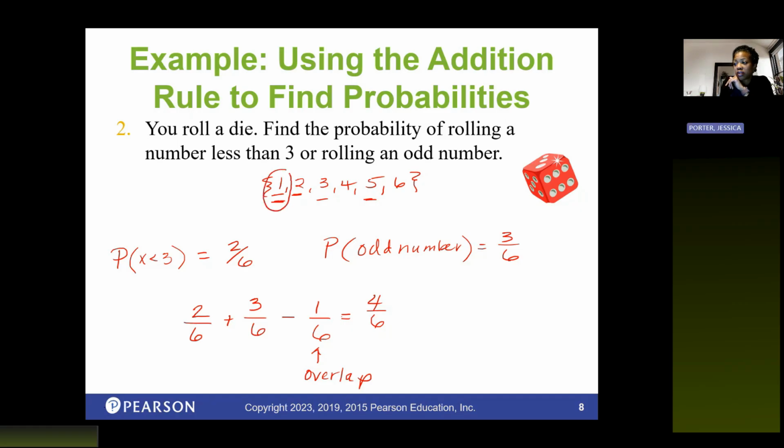So see here, does that make sense? Because 3 is odd. Yeah, 3 is odd. So 1, 3, and 5 are odd. So that's how we got 3 out of 6. The overlap is on 1. No, the overlap might not always be 1.